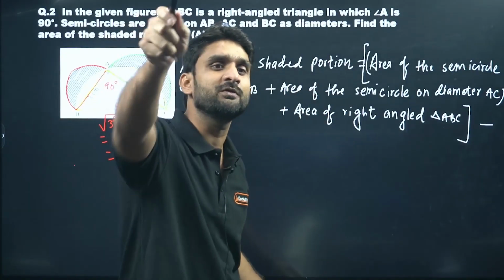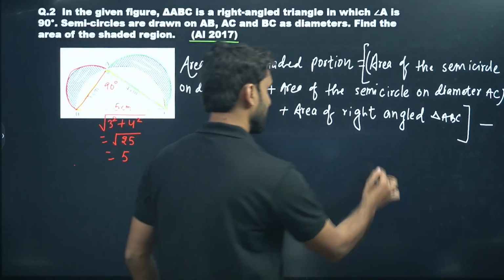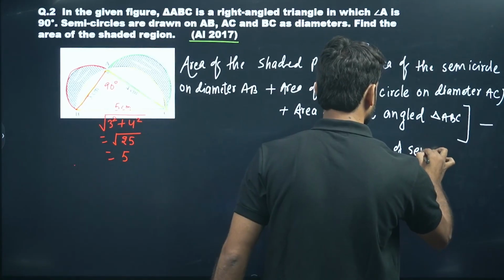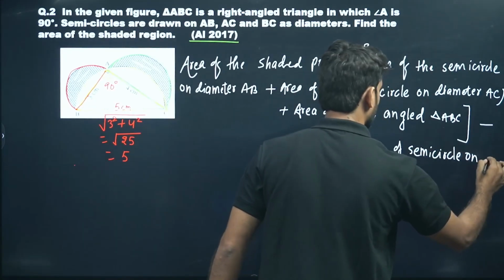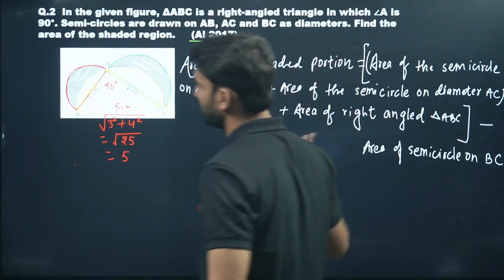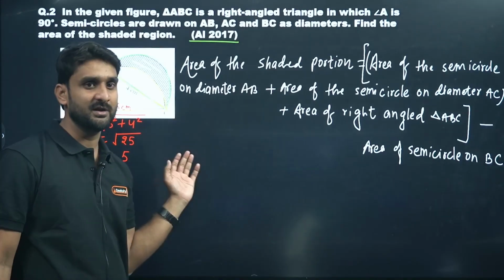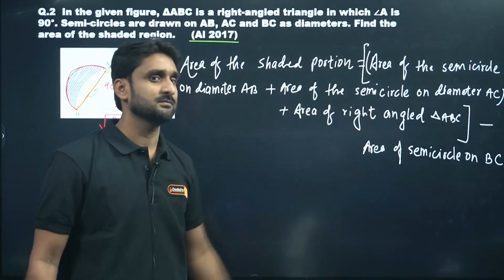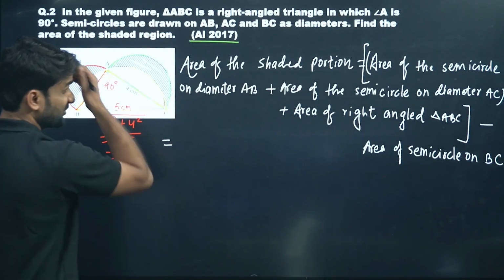So what you have to do first? You have to find out the path. So this is the path: minus area of semicircle on BC. Yes, this is the path. This is very complex. This is a very good question. And look at the path, the path is very complex. Observation is needed in such questions. Okay, so do the question.